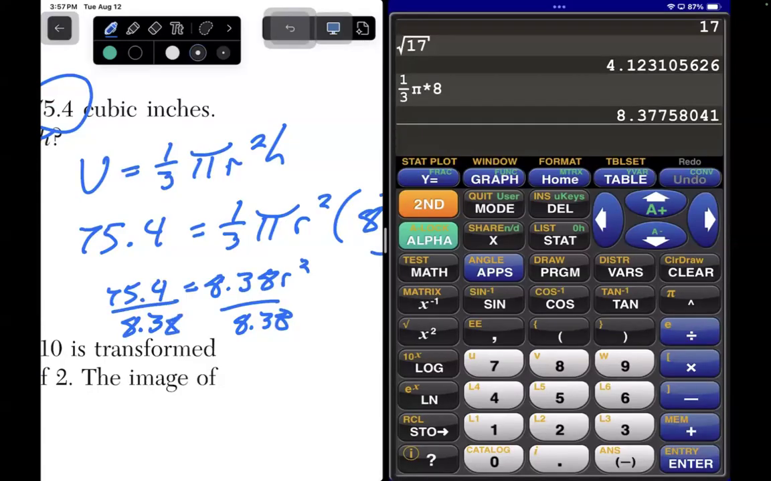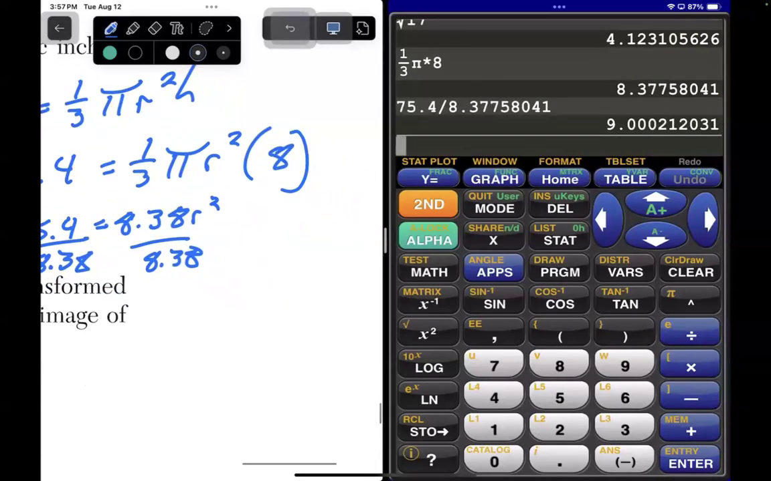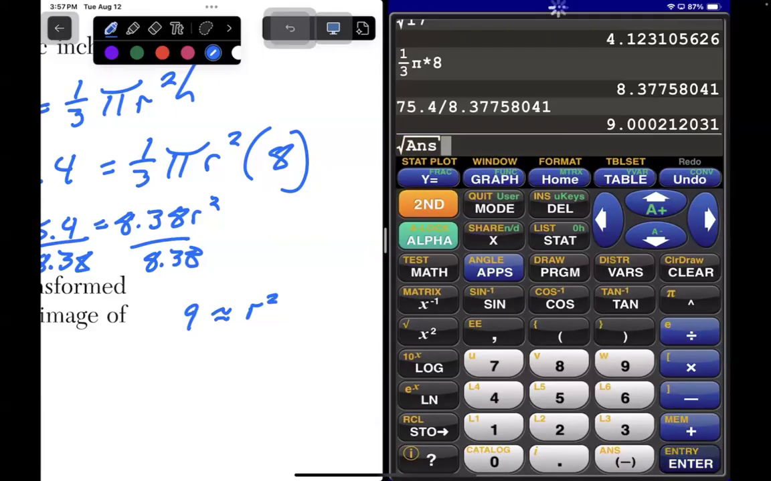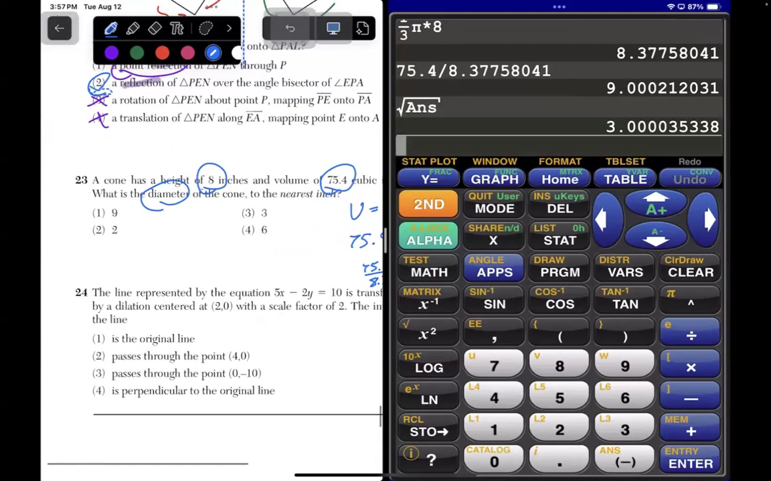And actually, I'm going to just go ahead and divide in my calculator by this thing, so I don't even have to round it. So r squared is about equal to 9. But what's our r? Well, we have to take the square root of both sides. If I take the square root of that, it's about equal to 3, right? There's my answer, right? Woohoo!